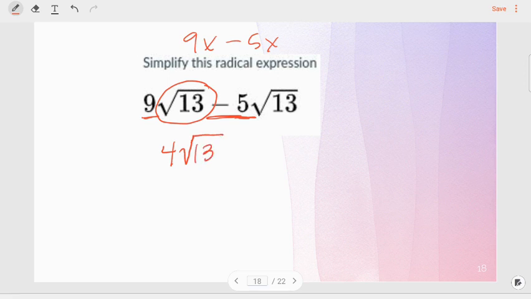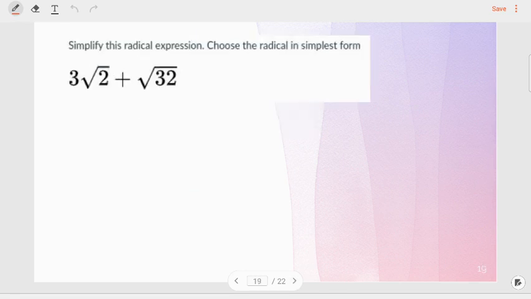I don't add them or subtract them. It just stays as a radical of 13. So I have 4 radicals of 13. Now, if I look at a problem and say to myself, those are not the same radicals, they're not like terms, then I need to do one extra step. I'm going to simplify both radicals and then add them together.